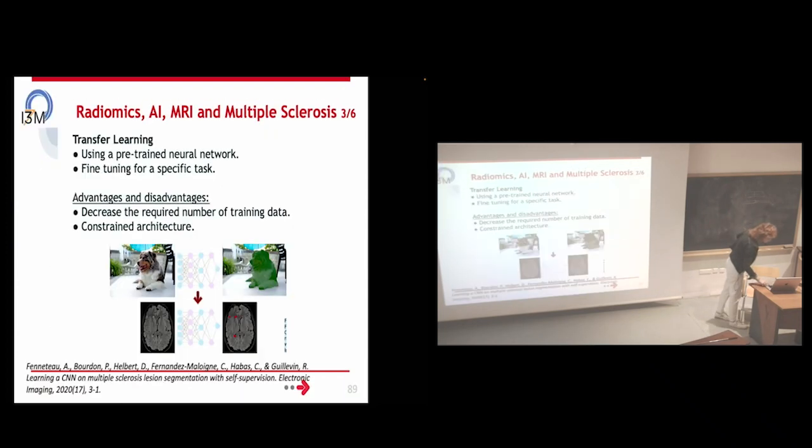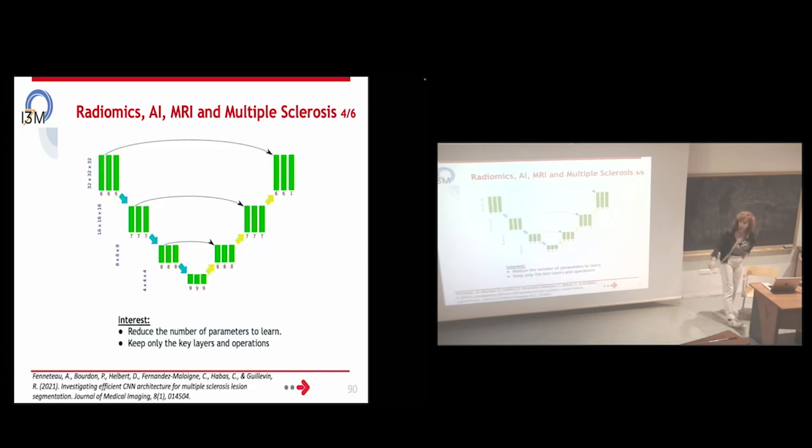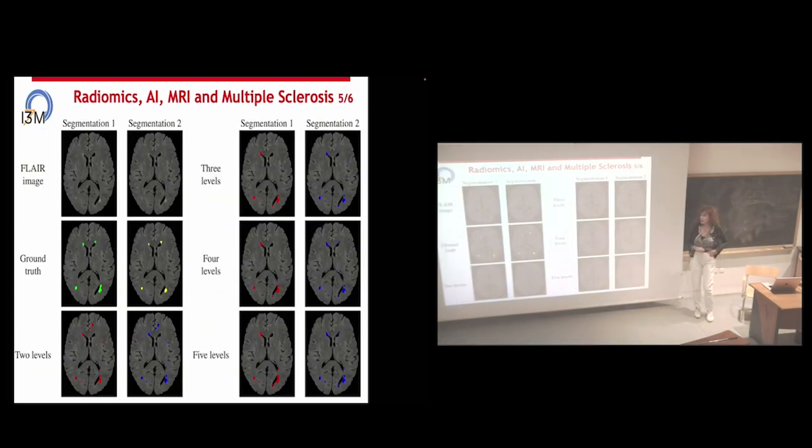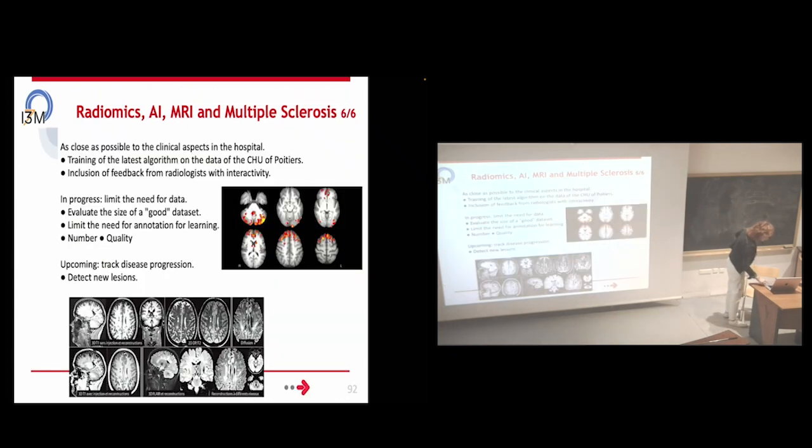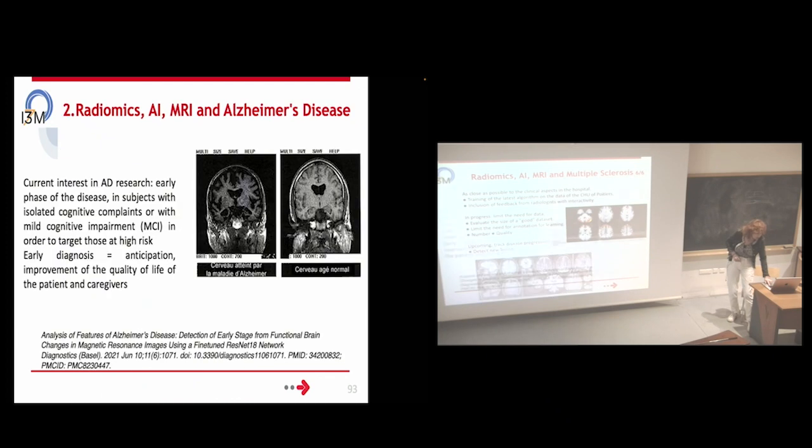And just to say that in our cases, we have used UNET, that we have adapted to our problem. UNET that was trained on ImageNet, and we have adapted it on our images of multiple sclerosis. We have tested different levels in our UNET network. We can see that 4 levels give the best result. And we are working nowadays on the evolution, the analysis of the evolution of the pathology, with the detection of new lesions with functional MRI.